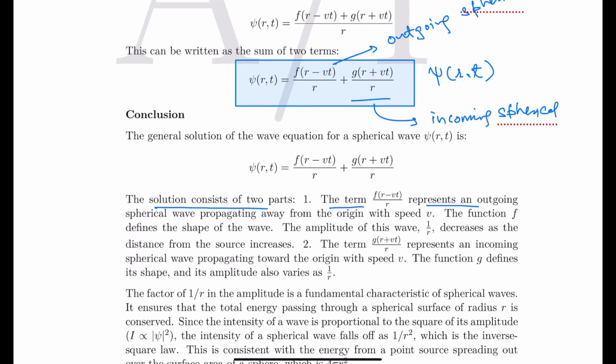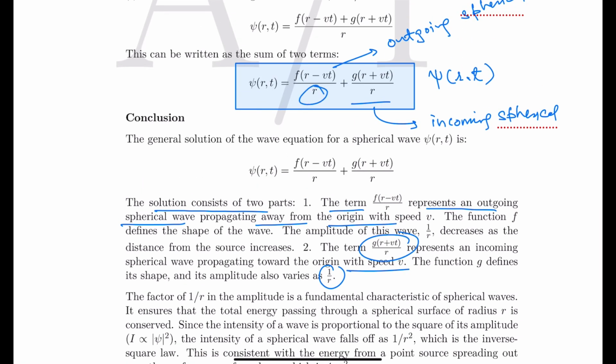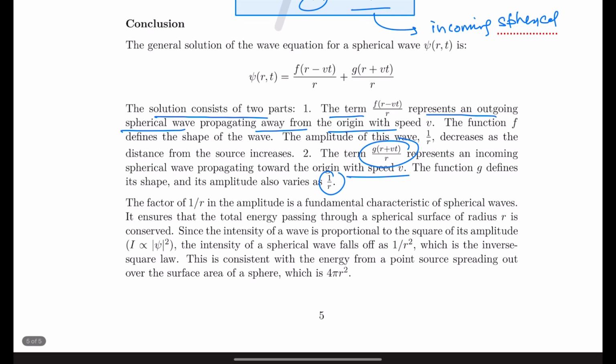Okay, so we can say that the solution consists of two parts. The first term represents an outgoing spherical wave which is propagating away from the origin with speed v, and the second term is the incoming spherical wave which is propagating towards the origin with speed v. Okay, and we know that its amplitude is going to vary as 1 by r. We can ascertain it from the denominator. So we could also finally say that the intensity of such a spherical wave falls off as 1 upon r square, which is actually the inverse square law.